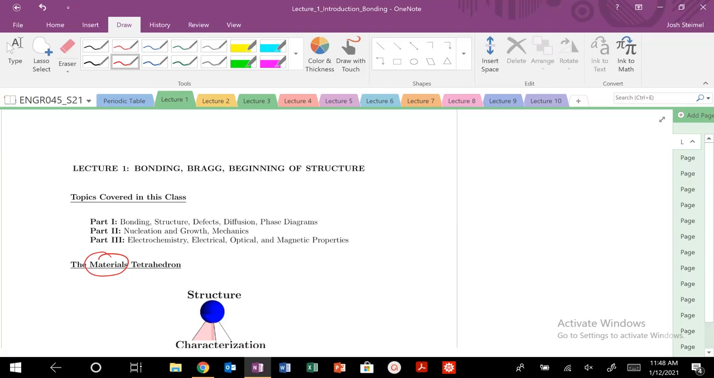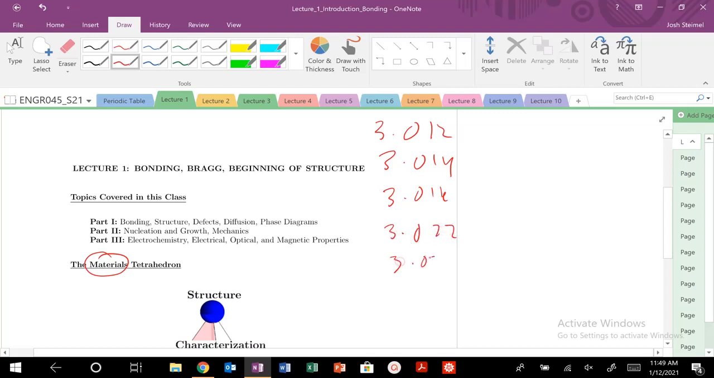So how are we going to structure this class? Well, I want to give you the full undergraduate experience that I had as a material scientist in one semester. So it's not going to be easy. I took the following courses: 3012, 3014, 3016, they're burned into my memory, 3022, 3024, 3032, 3034, 3042, 3044. These are the core courses that I took as an undergraduate.